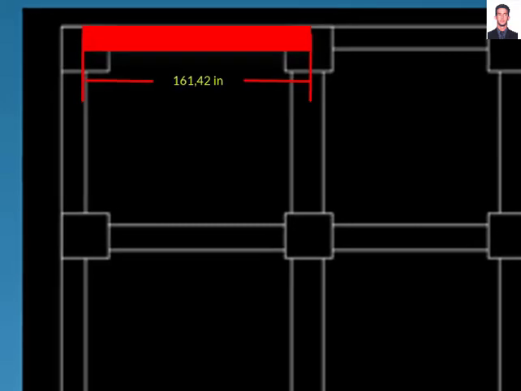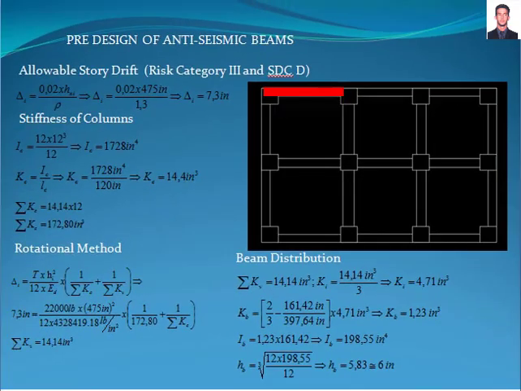For example, we are going to pre-design this anti-seismic beam from the roof slab with a length of 161.42 inches. Because it's for residential use, the risk category for this building is 3, and from soil analysis, the seismic design category is D.